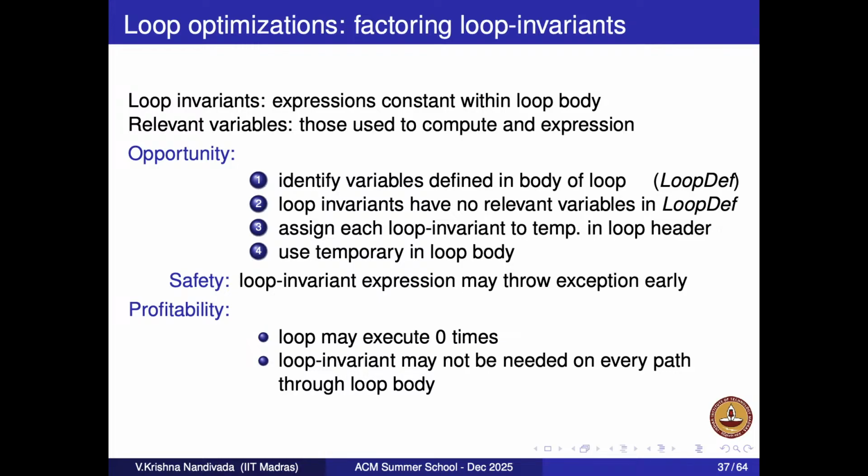Here is one more. Let us say it is like this: if some condition, z equal to 0 by 0. This is loop invariant, but it is executed only on some path. Should I move it outside? So there are things to ponder about. Can you always move it out? We have to keep safety in mind, right?